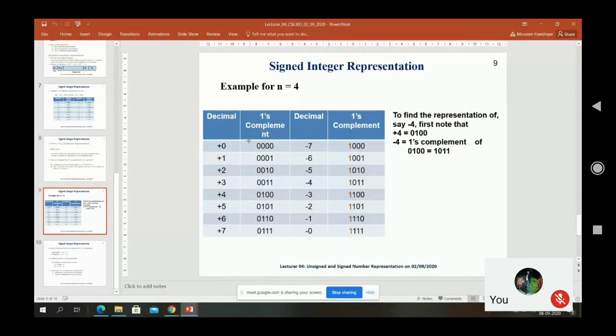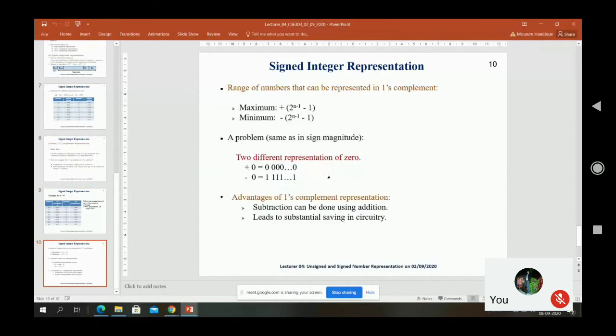But this is not the case in the ones complement form. If, instead of 1, 1, 1, 1, we represented minus 0 with 0, 0, 0, 0, the answer would be wrong. Minus 0 is 1, 1, 1, 1 and plus 0 is 0, 0, 0, 0. So our limitation with ones complement is that the maximum is 2 to the power n minus 1, minus 1, and the minimum is minus of 2 to the power n minus 1, minus 1.